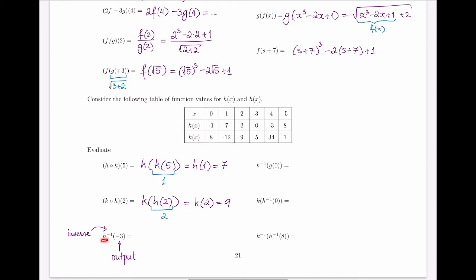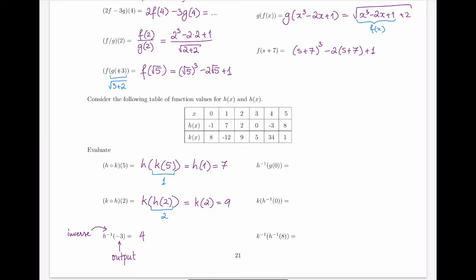Okay, so that means that I have to look at function h and where does output of -3 happen. This row corresponds to outputs of the function h, and -3, I can see it right here, corresponds to input of 4, which means my answer here is going to be 4. Okay, so let's go through this once again. Inverse function means that what I have inside is the output of the original function. So I have to look for the output of the function h and find what input that was originally representing.